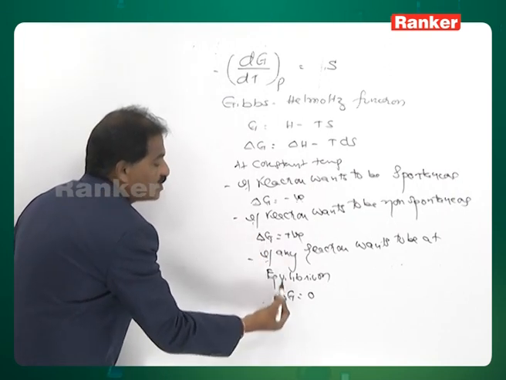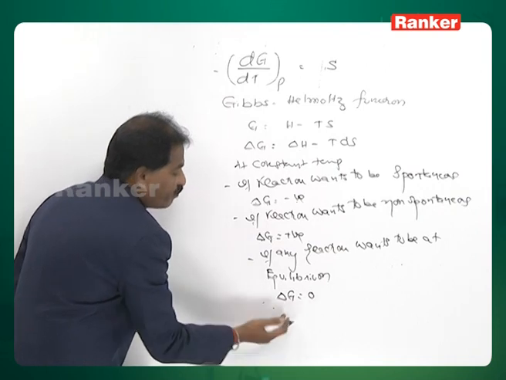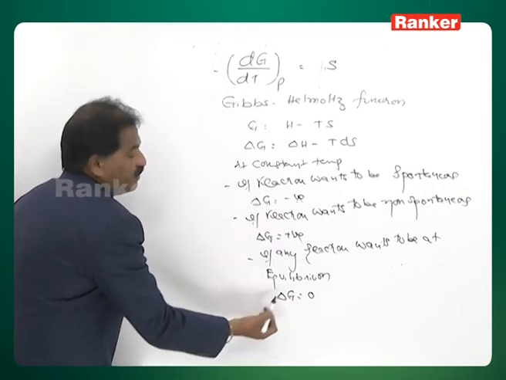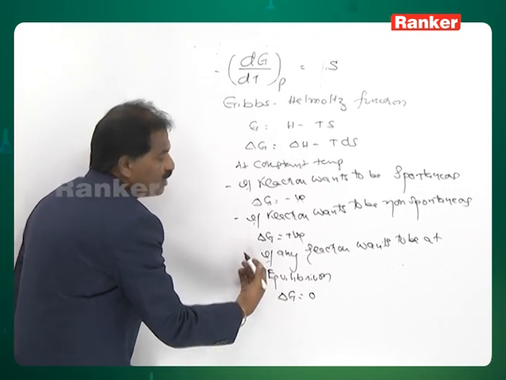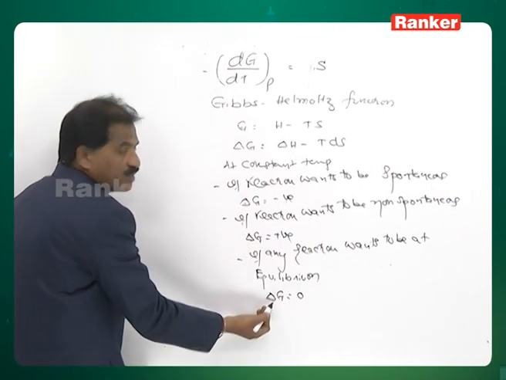Similarly, for a given reaction, if we calculate the free energy dG and we get 0, that means the reaction is already at equilibrium. The reaction neither proceeds in the forward direction nor proceeds in the backward direction.